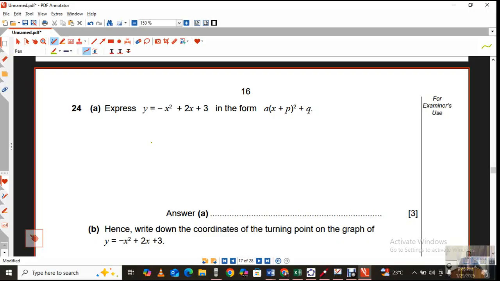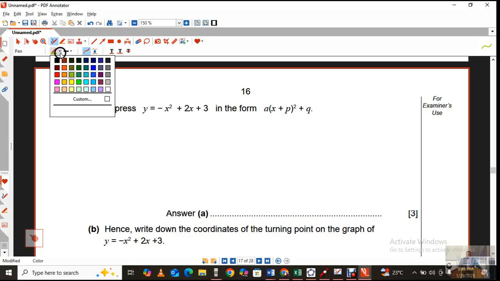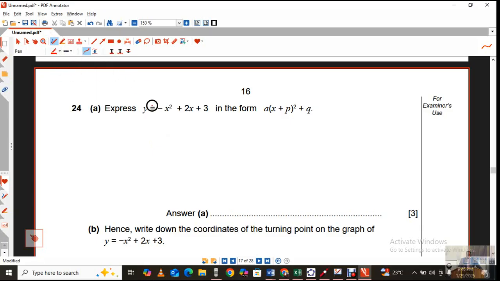Right. We are now at question 24. We are supposed to express this function here, minus y equals to minus x squared plus 2x plus 3 in vertex form. So this is standard form, and this is vertex form.